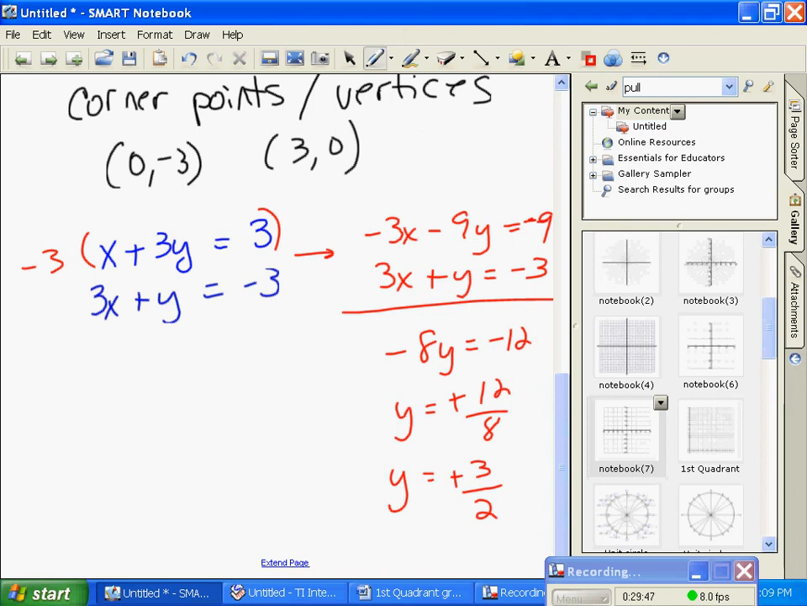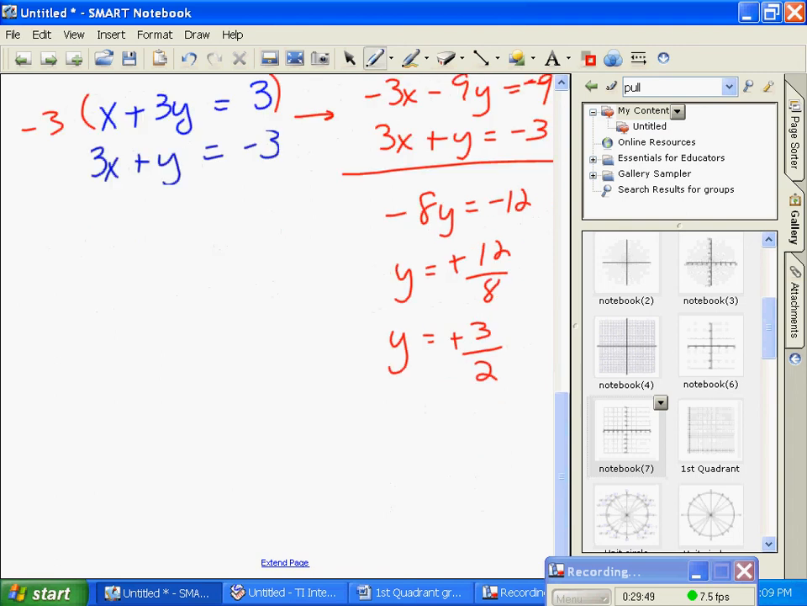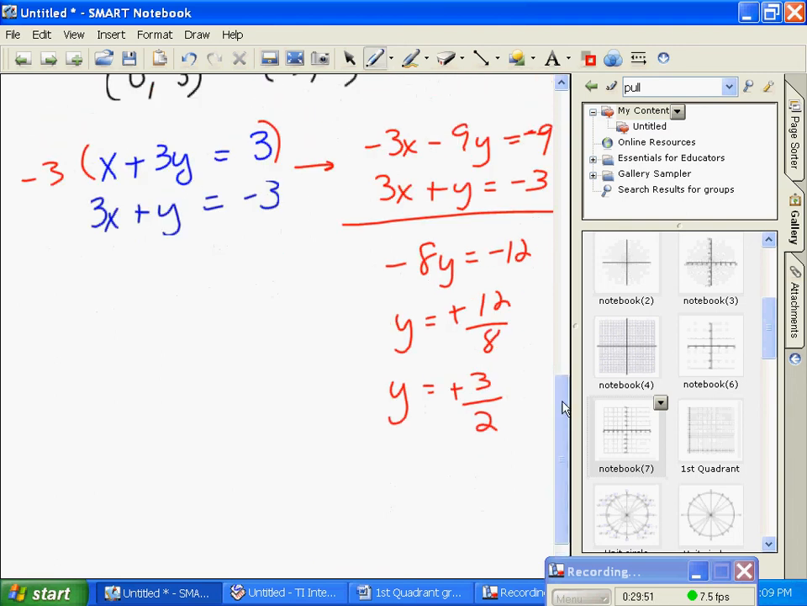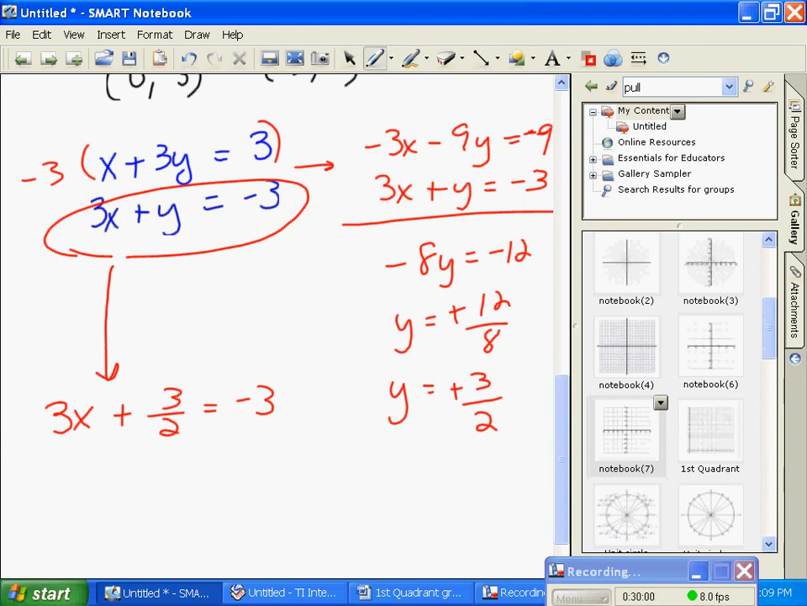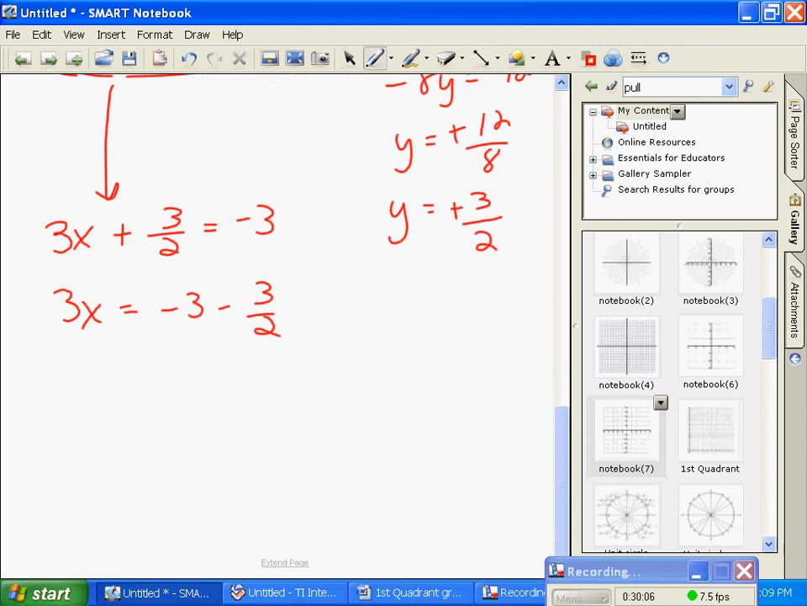So I need to plug it back in to 3x plus 3 halves is equal to -3. I'm plugging it into this equation right here. So I get 3x equal to negative 3 minus 3 halves. I'm going to get a common denominator there. So I get 3x equal to negative 6 over 2 minus 3 over 2, which is negative 9 halves.